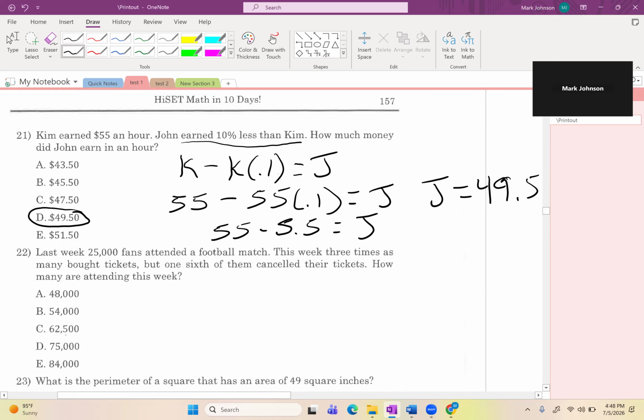We could say we want to take what Kim makes and subtract off 10% of what Kim makes, and that's what John makes. So if that's clear.